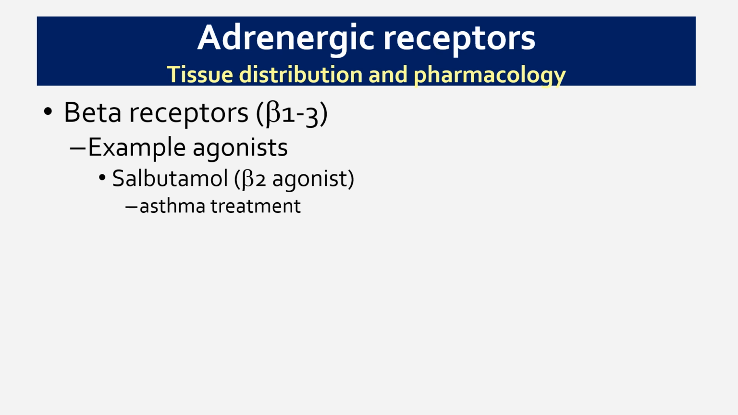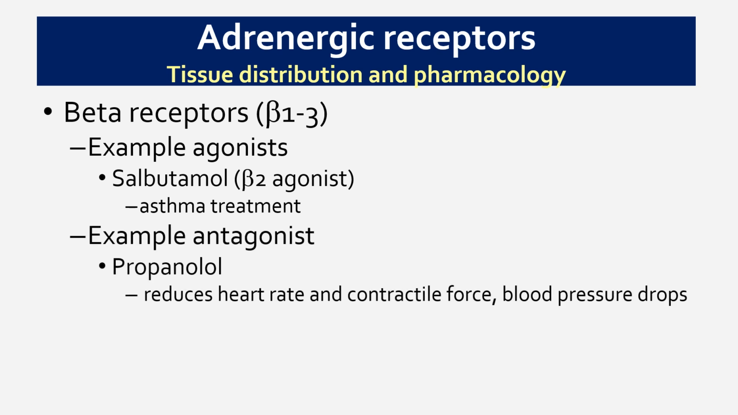It's a treatment for asthma, meaning it acts on the respiratory system, but actually, as I explained earlier, it's acting on the nervous system control of the respiratory system. An example of an antagonist, so essentially a drug which blocks beta adrenergic receptors, is propranolol. This is not specific for a particular class of beta receptors. I think it acts on beta 1 and beta 2, and it reduces heart rate and contractile force, resulting in a drop in blood pressure.